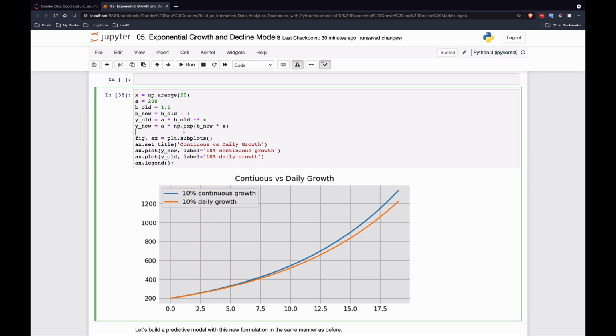So we have this, and in the formula, the continuous growth rate will need to be subtracted by 1 from the original growth rate. So it's not going to be the same exact number. So if it's 1.1, we'll have 0.1 in the new formulation.